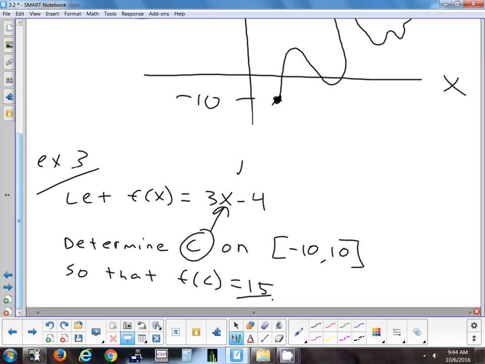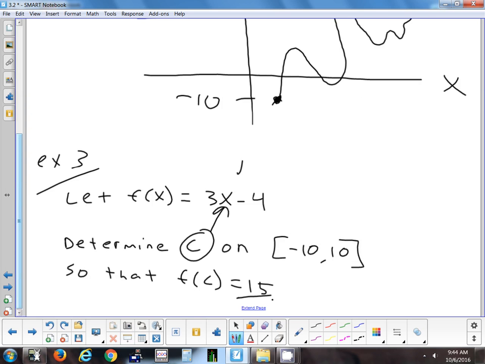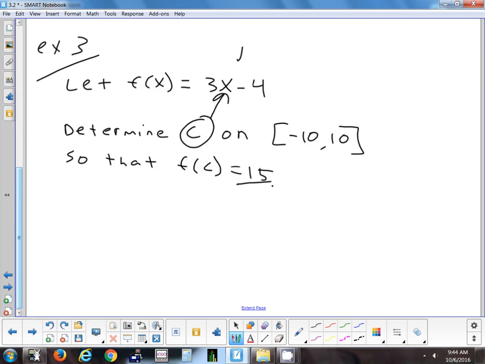So what I'm going to do is plug in negative 10 and find the lowest y value. I'm going to plug in positive 10 and find the highest. And if 15 is in between those two, then I guarantee you we will hit it somewhere. So let's start by finding the lowest y value that we ever hit. If I plug in negative 10, I get 3 times negative 10 minus 4. So when I plug in negative 10 for x, what do I get?